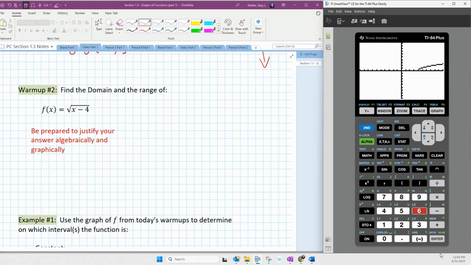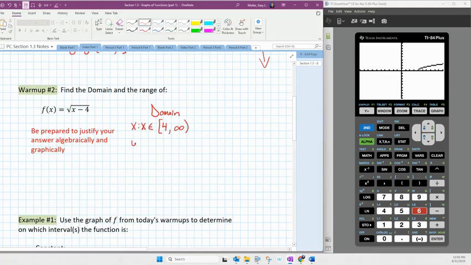Okay, find the domain and the range. We know the answer. The domain is obviously from 4 to infinity, all the x's that belong to that group, and the range would be all the y's between 0, including 0, and infinity.